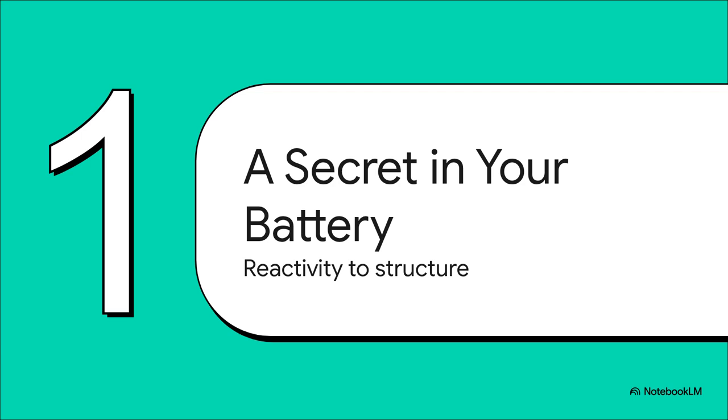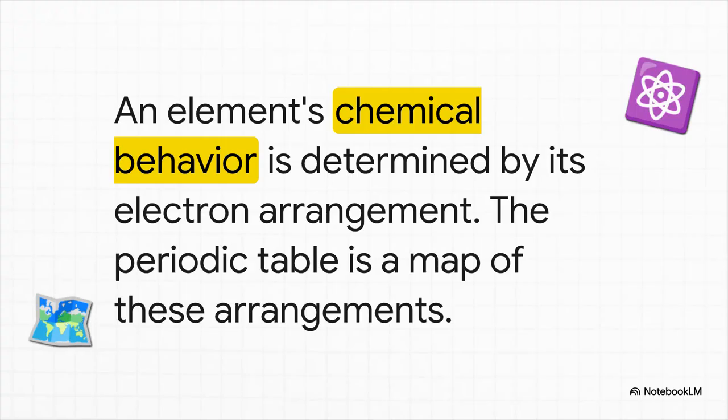Part 1, a secret in your battery. We're going from something you can feel, that reactivity in an element like lithium, straight to the cause, its atomic structure. So here is the absolute most important thing to get. The periodic table isn't just a boring chart of cosmic ingredients. Think of it like a map. And what it's mapping is the arrangement of electrons in every single atom.